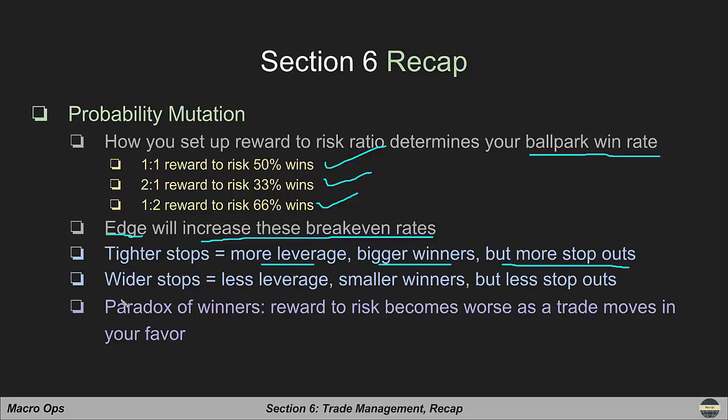And then we wrapped that one up with talking about the paradox of winners, which is the really tough balancing act of trading. And that's when price starts to move for you on your trade, your reward to risk becomes worse. So let's say we're looking for 4R, so we're looking to risk 1 to make 4, and here's our target.